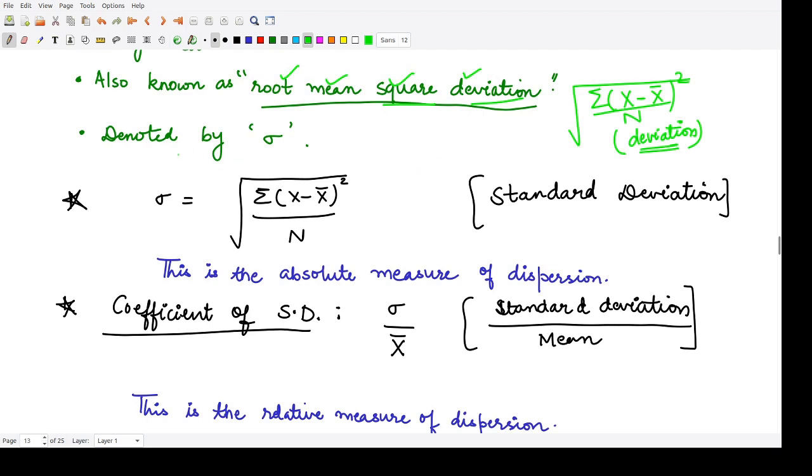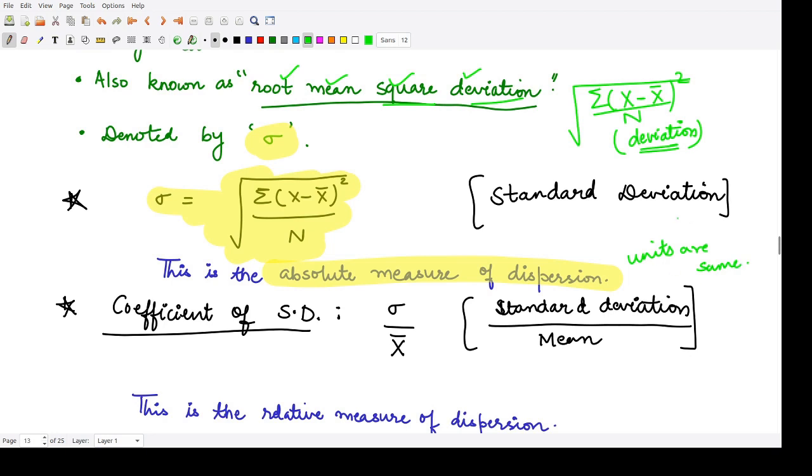So it is denoted by the symbol sigma and the formula is the square root of summation of (x minus x bar) whole square divided by n. Moreover, this is an absolute measure of dispersion. Why? Because it has the same units as that of the given data. The units are the same.